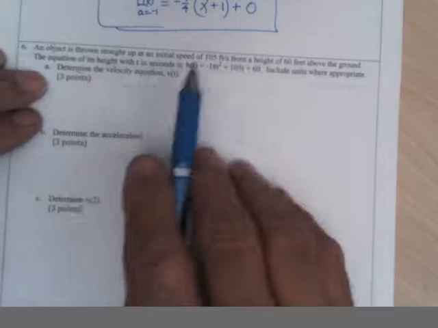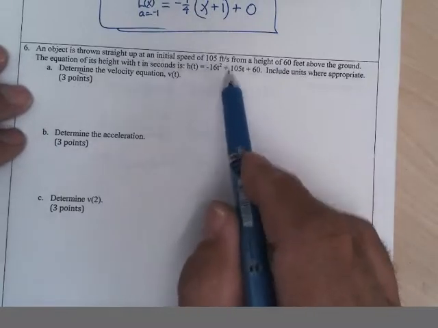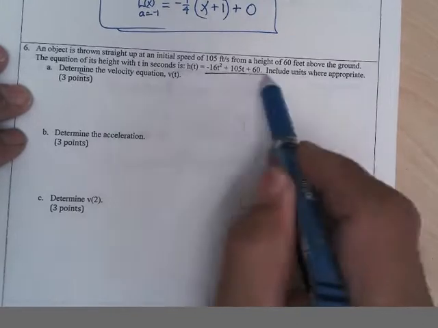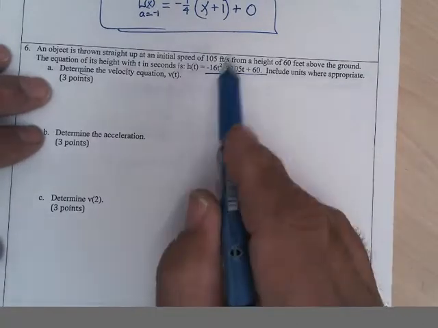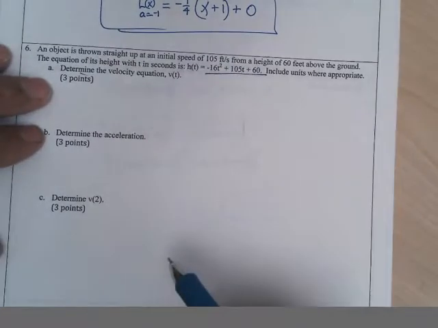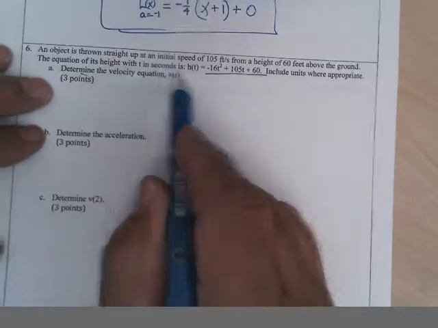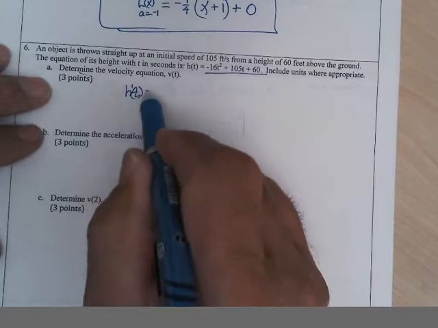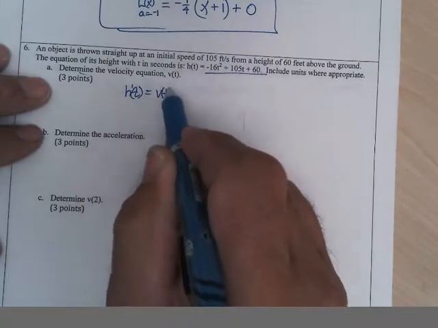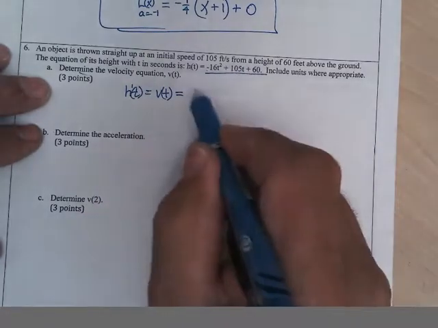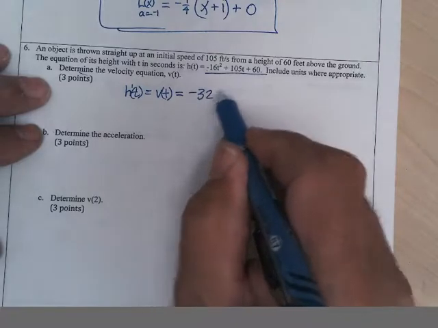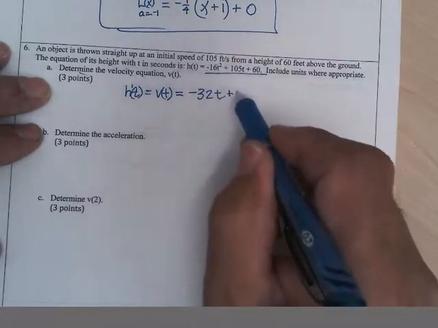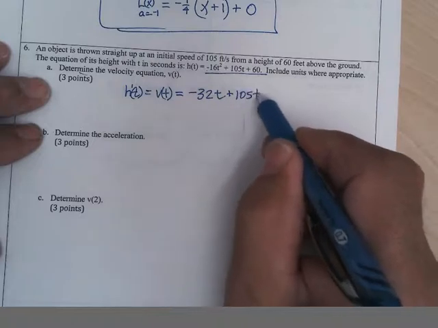An object is thrown straight up at 105 feet per second, and this would be the equation if it's thrown 60 feet above the ground. And this is due to gravity on the Earth. So the velocity is just h prime of t, the velocity equation. And so 2 times negative 16 is negative 32t to the 1 plus 105t.